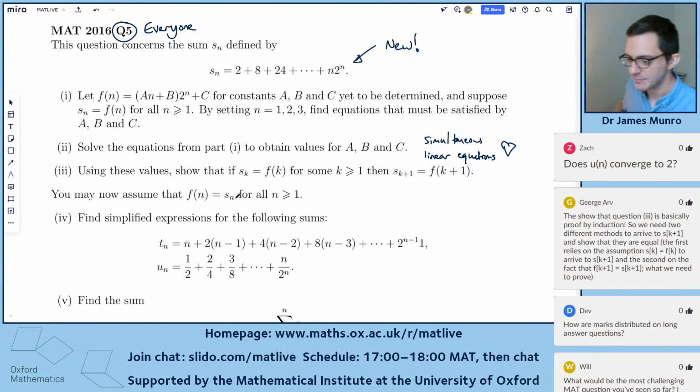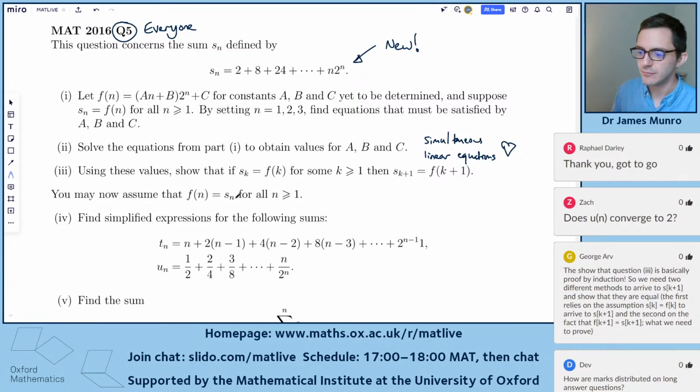Cool, right, good. Okay, so that's the structure of the question. We're going to mess around with some linear equations and find this formula, f of n, some nice equation for what this sum Sn is.